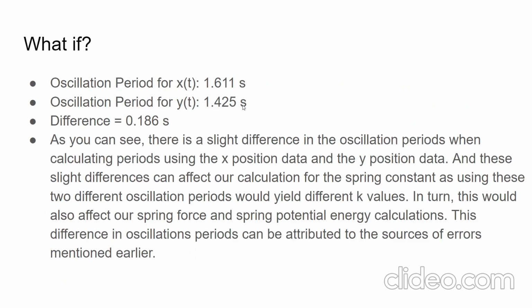And what if? I calculated my oscillation period for the x position time graph to be 1.611 seconds, the oscillation period for the y to be 1.425, and the difference was 0.186 seconds. As you can see, there's a slight difference in the oscillation periods when calculating periods using the x-position data and the y-position data. These slight differences can affect our calculation for the spring constant, as using these two different oscillation periods would yield different k values. In turn, this would also affect our spring force and spring potential energy calculations. This difference in oscillation periods can be attributed to the sources of error mentioned earlier. And that's it.